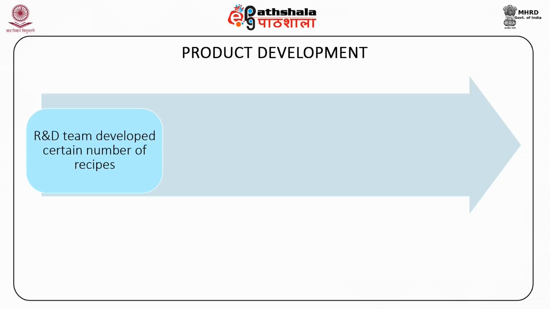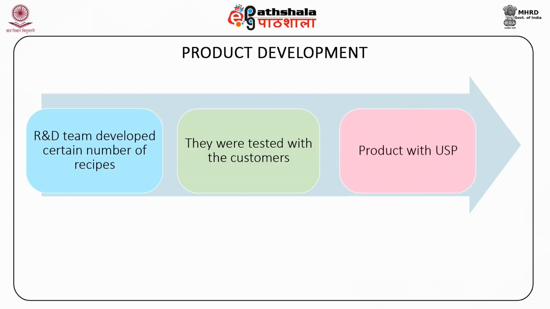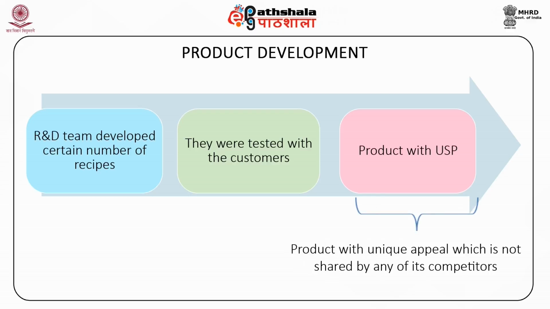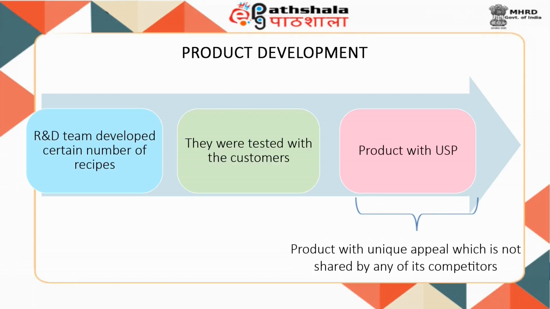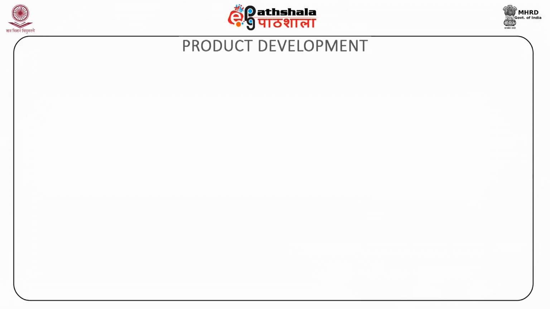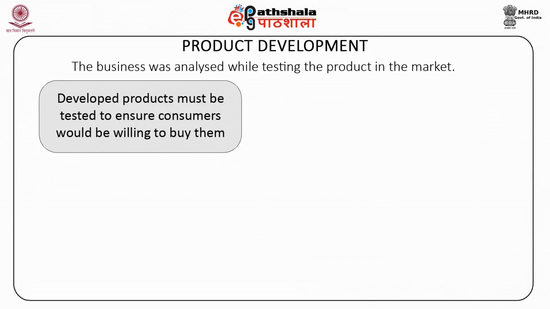Any new product in the snacking sector must establish points of difference from the existing products within the market, thus creating a unique selling proposition (USP). That is, a product with unique appeal which is not shared by any of its competitors. As products are developed, they must be tested to ensure that consumers would be willing to buy them.